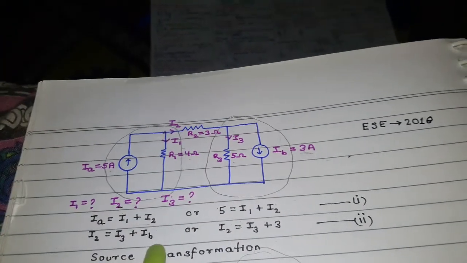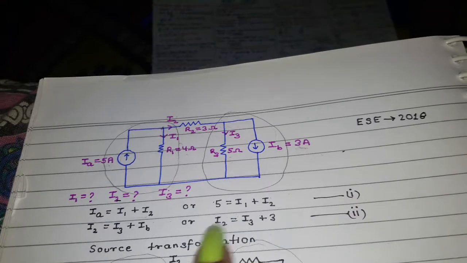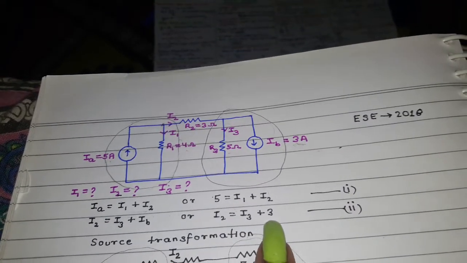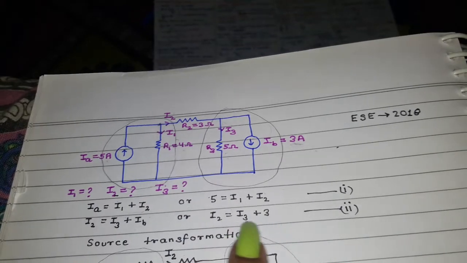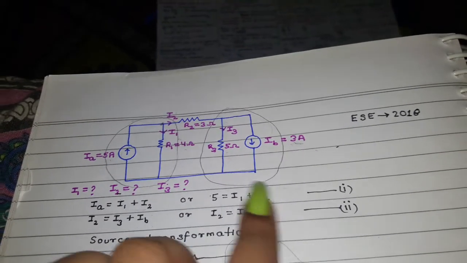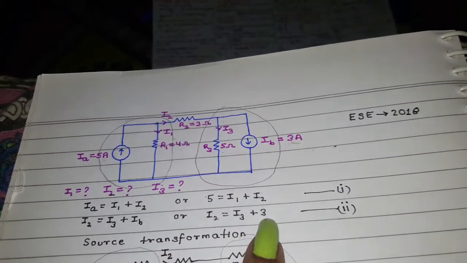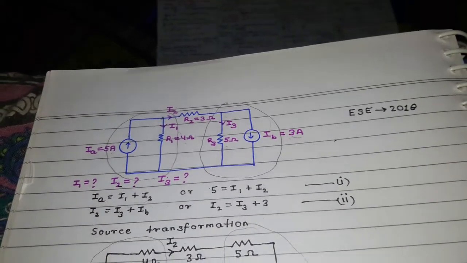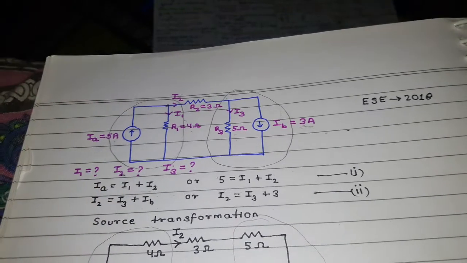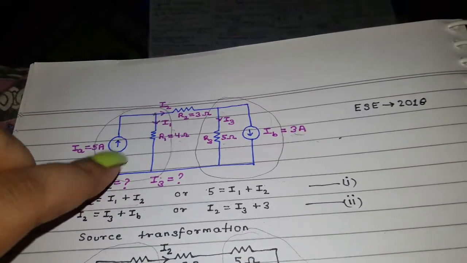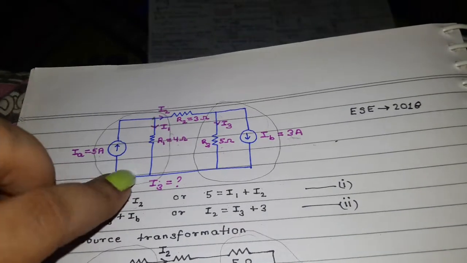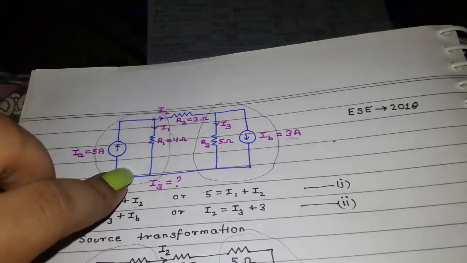The value of IB is given as 3 amperes, so I2 equals I3 plus 3. So these are the two equations to be kept in mind, because we are going to use them further to calculate the values of I1, I2 and I3. What we are going to do is apply source transformation, because here you are given a resistance in parallel to a current source. This is a clear indication that you can apply source transformation.